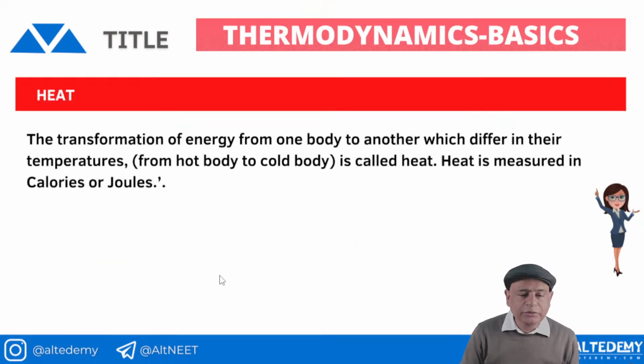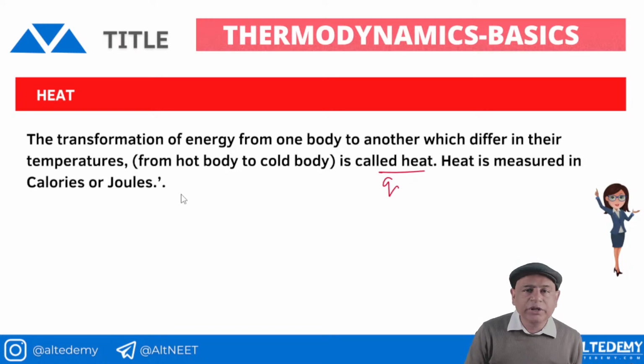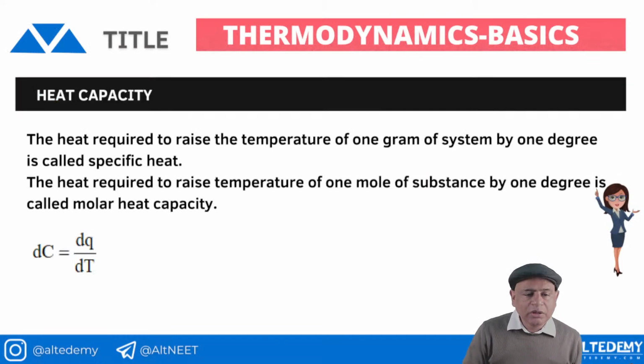Heat, the transfer of energy from one body to another which differ in their temperatures, is called heat. We discussed heat. Heat is measured in calories or joules. Heat capacity, a very important term. The amount of heat required to raise the temperature of 1 gram of a substance or system by 1 degree is called specific heat. We have two different types of, look, first we talk about heat capacity.